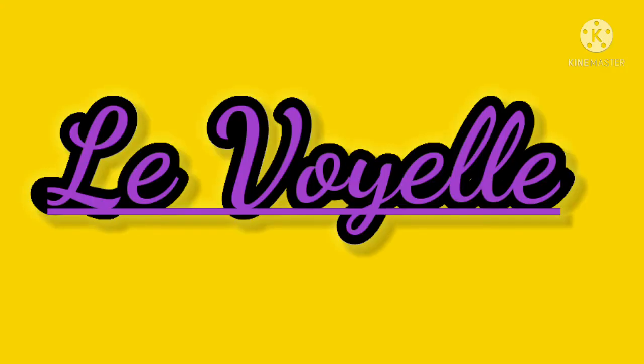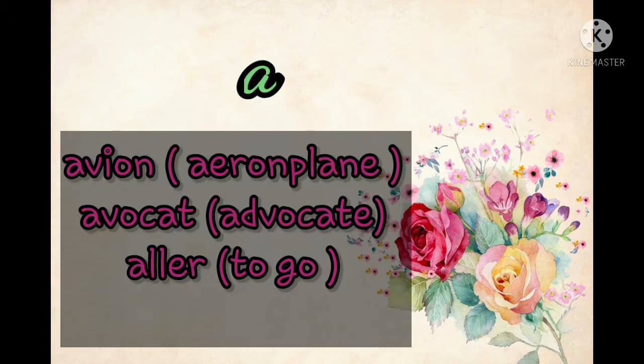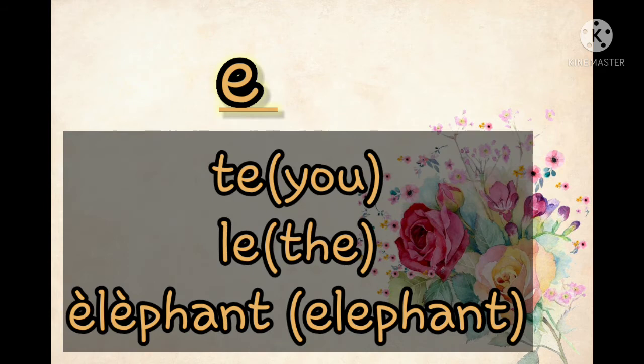So now we'll study les voyelles, which is vowels. First of all we have A, avion, aeroplane. Avocat, advocate. Aller, to go. We have E, and éléphant, which is elephant.